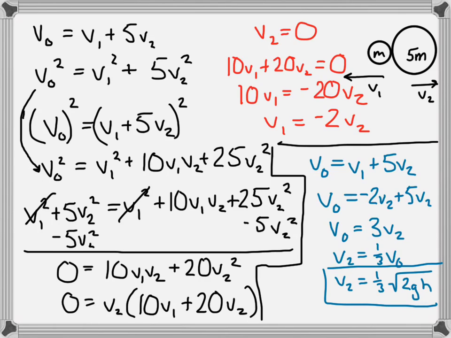Okay, so I found the velocity of the big mass after the collision. The velocity of the little mass after the collision, I can just use this equation to figure it out. So I just need to take this little guy and multiply it times negative 2. And so that turns out to be negative 2/3 times root 2gh.